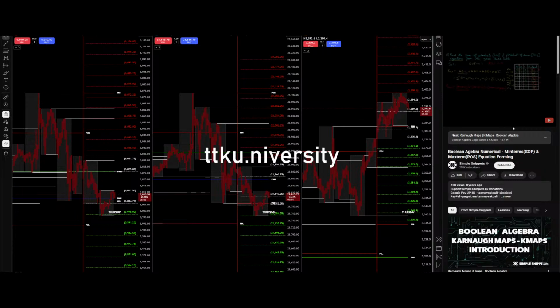Now POS are also denoted by capital M with their positional values, so this would be M0, M1, M2, M3, M4, M5, M6 and M7.